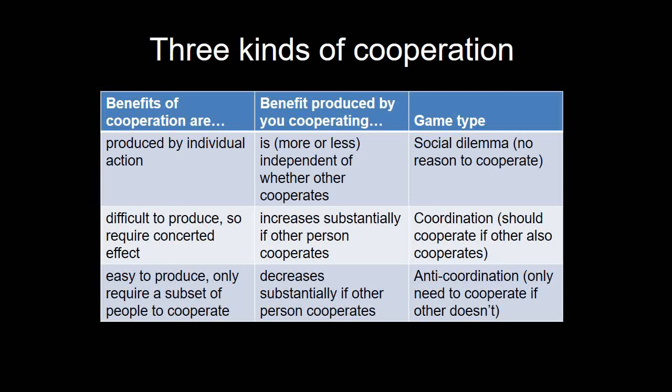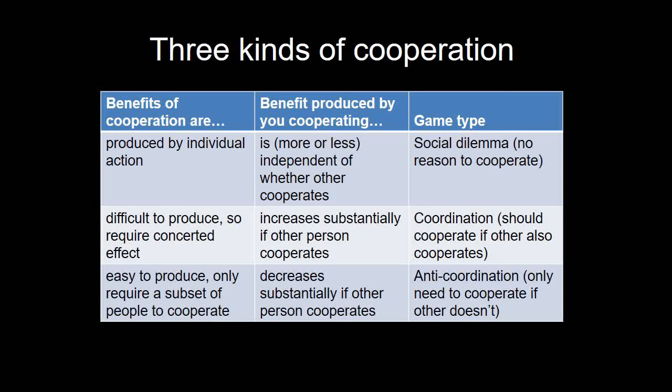Whereas in coordination games, you imagine that the benefits of cooperation are difficult to produce. And so they require concerted effort. They require both people cooperating in order for the benefit to be produced. Or another way of saying it is the benefit that comes from you cooperating is substantially increased if the other person also cooperates. And this creates an incentive to cooperate if you expect the other one to cooperate.